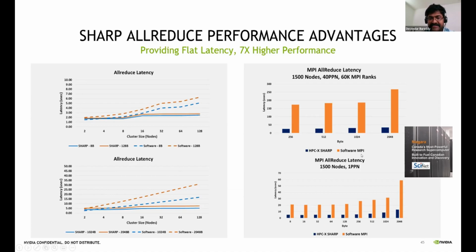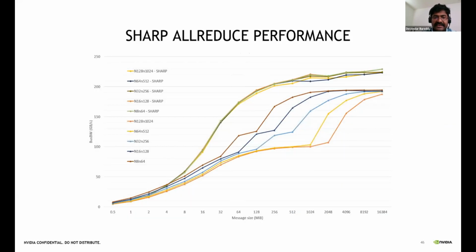On the right side is customer reported and shared data. We can see that the latency with SHARP is low compared to the host because it's offloaded to the fabric. This is on the Selene. Basically, I would like to highlight that we ran this up to 128 A100 servers and 1000 GPUs.